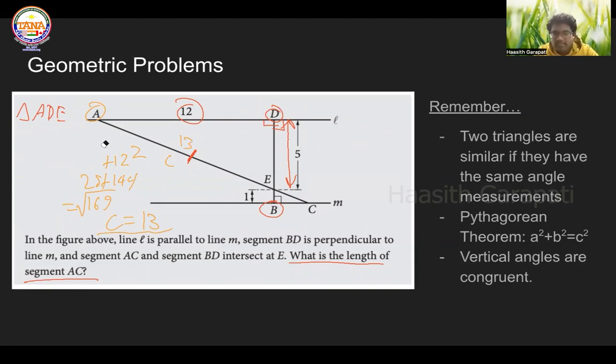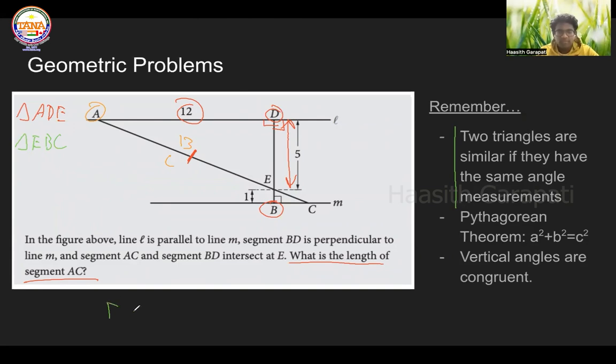Now we have to find EC based on triangle EBC. The thing about triangle EBC is that it is related to triangle ADE. You see what I said over here: two triangles are similar if they have the same angle measurements. What similar means is that they're essentially the same exact triangle, except one is just bigger than the other.